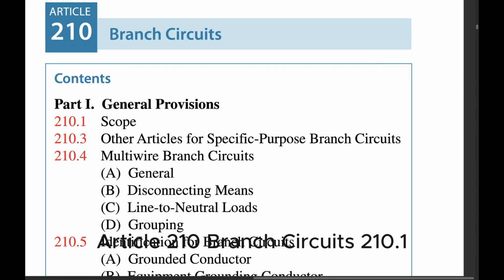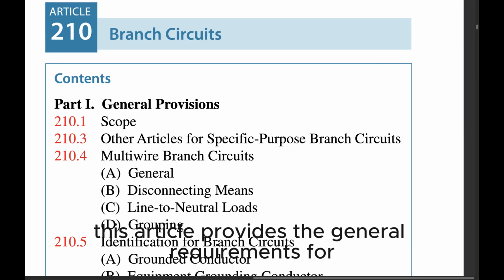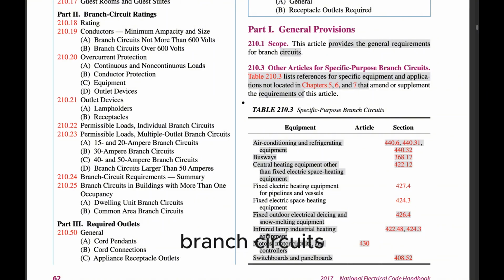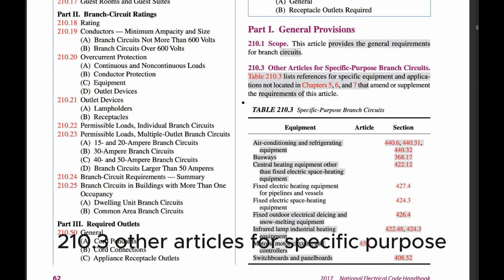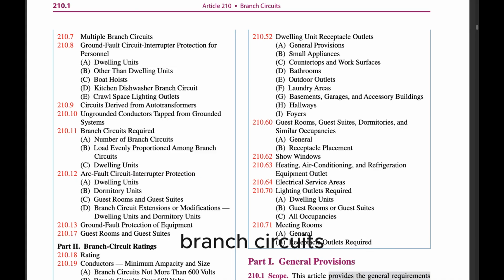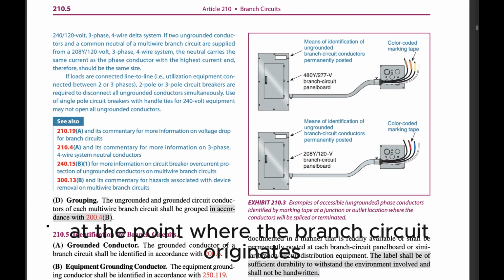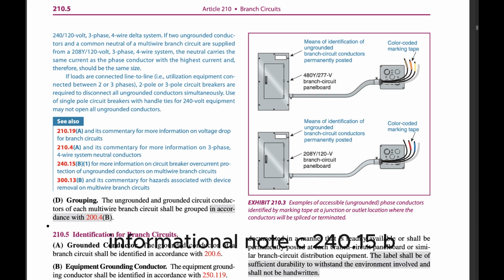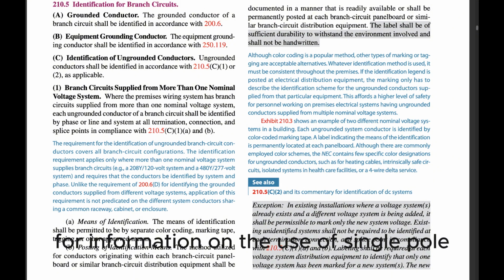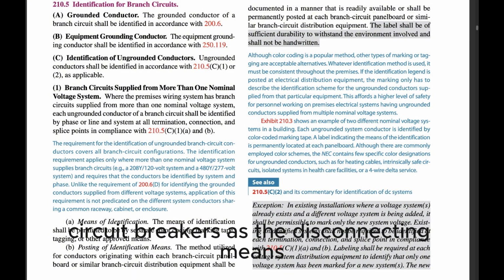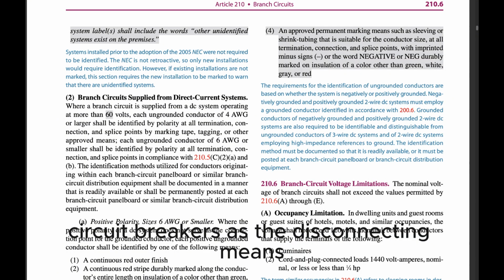Article 210, Branch Circuits. 210.1 Scope. This article provides the general requirements for branch circuits. 210.3 Other articles for specific purpose branch circuits. General and grounded conductors at the point where the branch circuit originates. Informational note: see 240.15(B) for information on the use of single-pole circuit breakers as the disconnecting means.